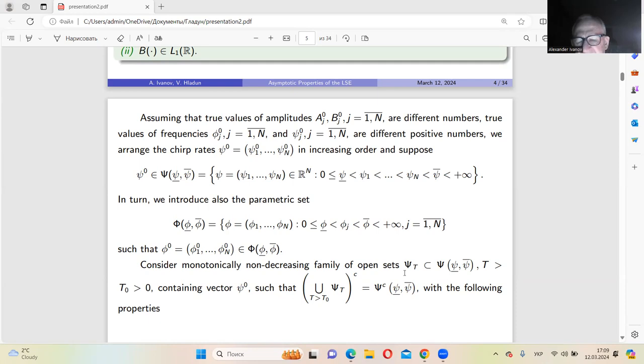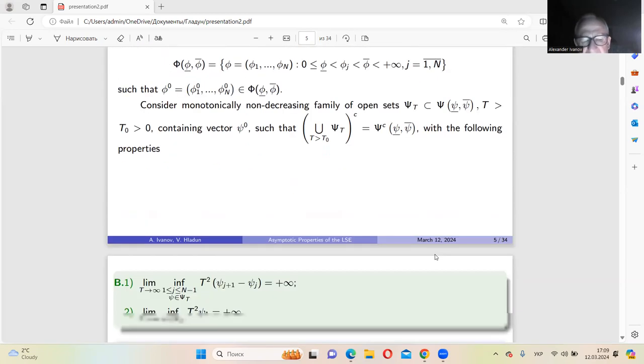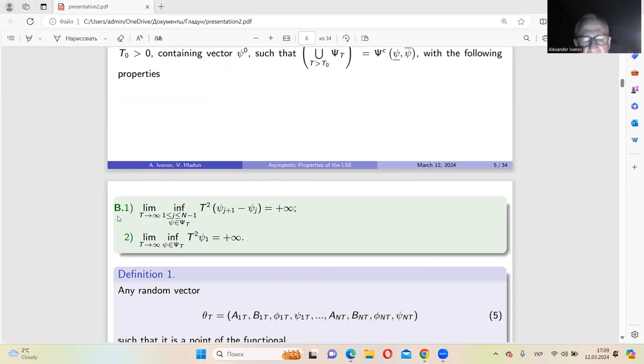And these sets psi t have the following properties that are presented here as condition B. The first one, we have such a relation for the coordinates psi j and psi j plus one of these sets. This is the condition of parameter distinguishability. And the second assumption of this kind is the condition of separability of the first chirp rate from zero.